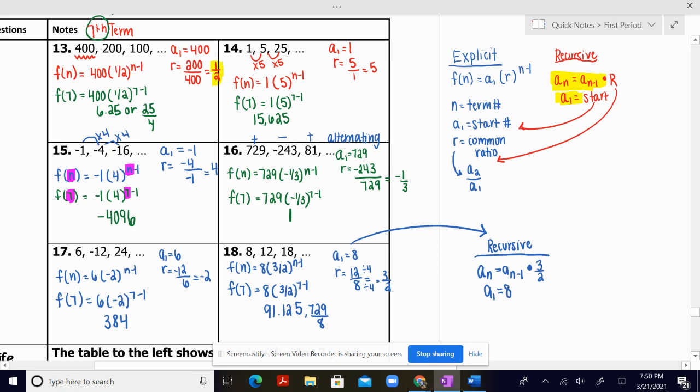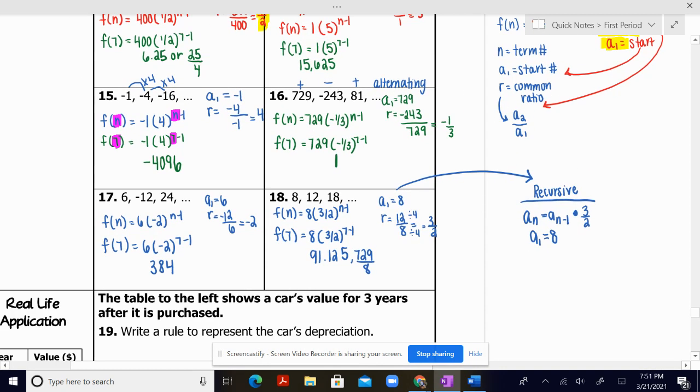Remember, whatever your starting term is, you have to include that with the recursive, because like we've said in class before, if Miss Reed starts with 6 and I start with 7 and we're multiplying by 2, mine's going to be 7, 14, 28. Hers is going to be 6, 12, 24. So it's very important that you include that starting value.